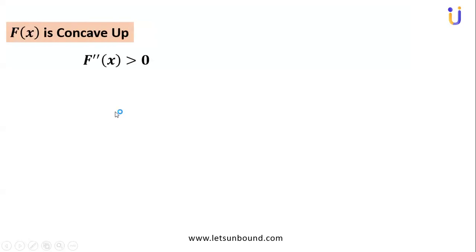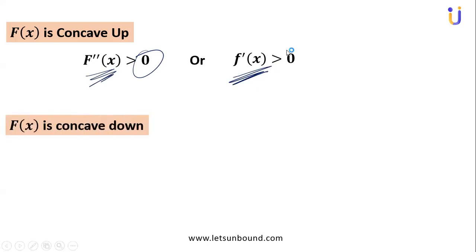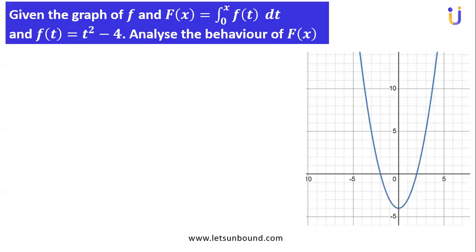Now concave up, f double dash will change the sign, which means f double dash will be positive for concave up, like as an accumulation. The original function's derivative should be greater than 0. And concave down is less than 0. Now point of inflection, the second derivative of your accumulation function should change its sign, or the first derivative of the original function should change its sign.